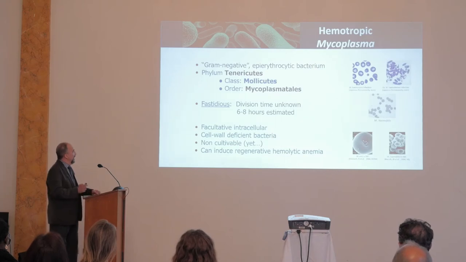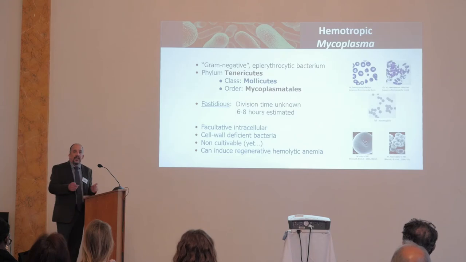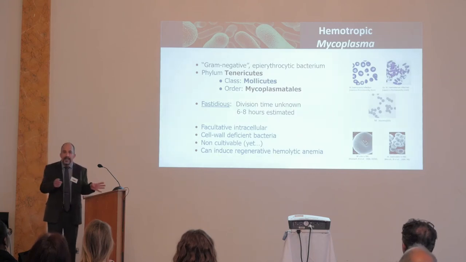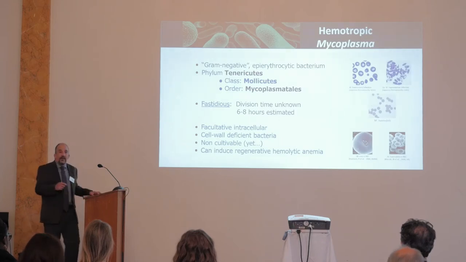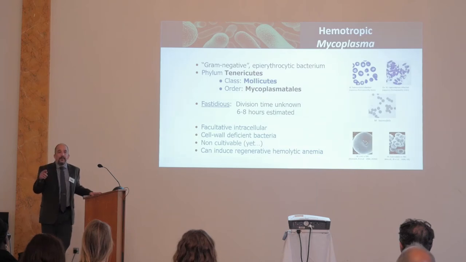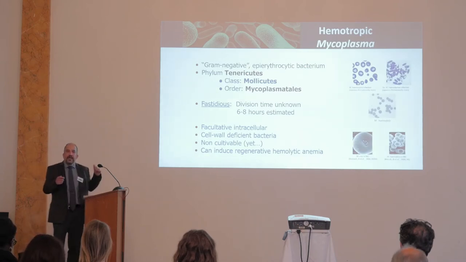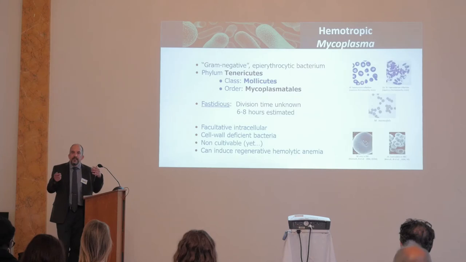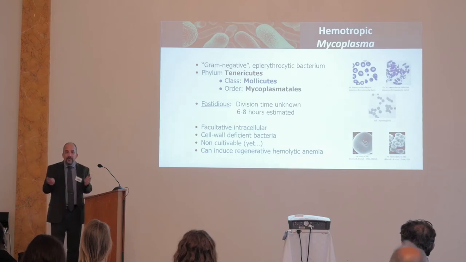It's a mollicute. The division time is not as long as in Bartonella. It's about 6-8 hours, though nobody knows because nobody was able to isolate any, so it's a good guess. It's a facultative intracellular organism. It was thought to be epierythrocytic, but it's able to invade and divide inside the cells, the red blood cells. It's cell wall deficient. It's not gram-negative by definition, but it stains gram-negative because of the technique. It's not culturable, so you cannot have it free yet.